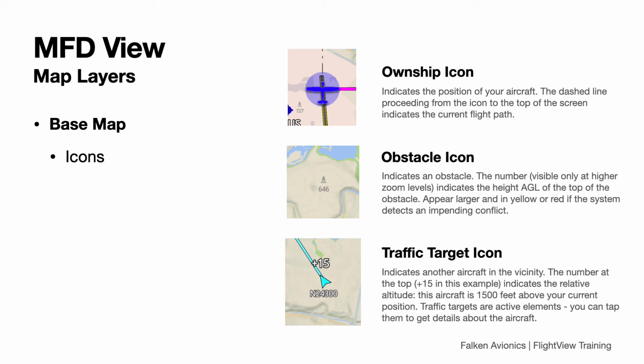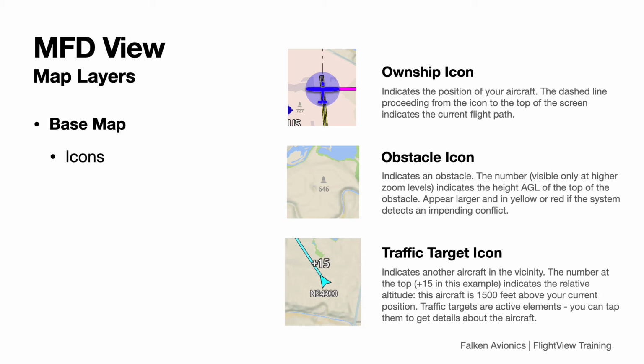If the conflict isn't resolved, the icon turns red and Jeeves ups the volume, shouting, "Warning! Obstacle!" Obstacles are only visible at relatively high zoom levels, but the obstacle monitoring and warning system is always active unless you disable it. Even at high zoom levels, obstacles fade out once you get to more than 1,000 feet above the tallest obstacle currently in view on the map.